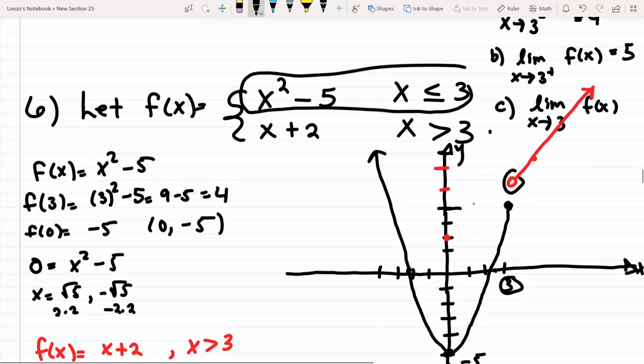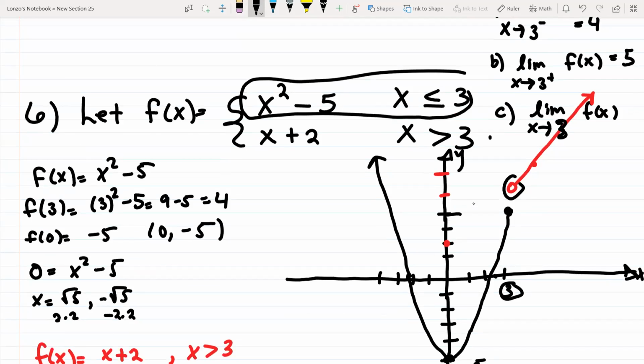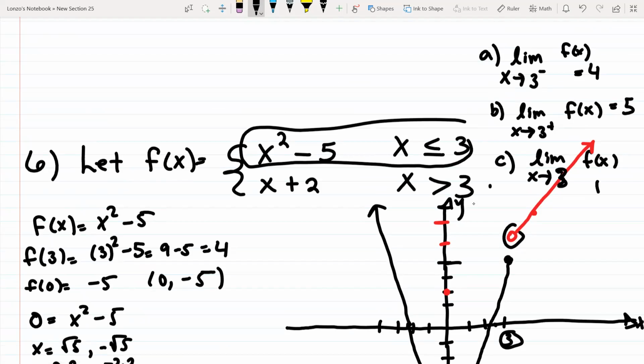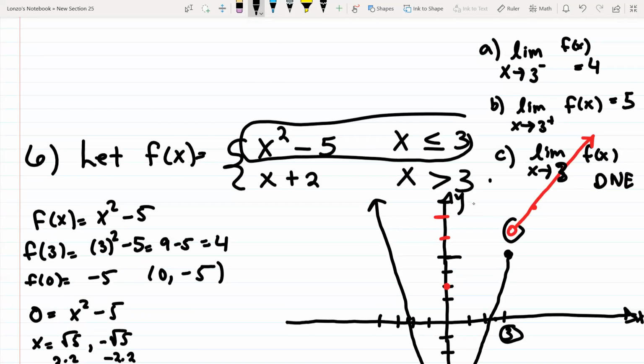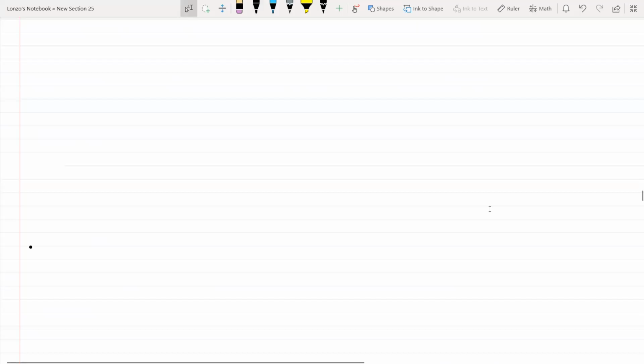And then the limit of f of x as x approaches 3 is going to be DNE, right? Does not exist, because these two limits have to be the same in order for that limit to exist. Since these are two different y values, it does not exist. Okay, let's move on.